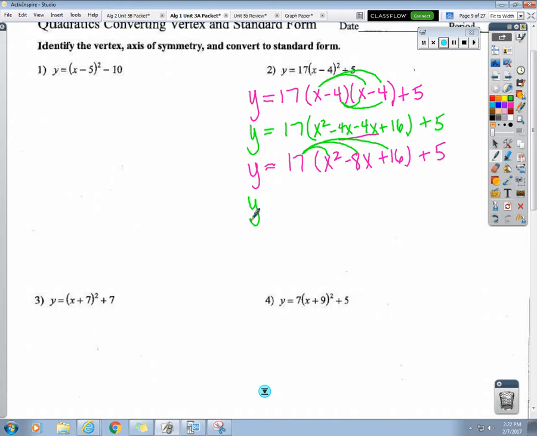Okay, so y equals 17 times x squared, which is 17x squared. 17 times negative 8x. What is 17 times negative 8? 136. Negative 136x. And then 17 times 16. What is 17 times 16? 272. And then don't forget about the plus 5.